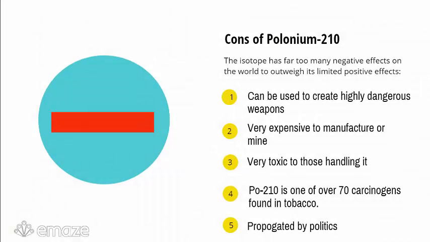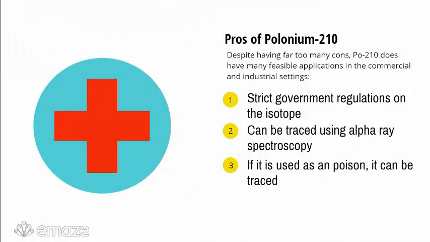The isotope has far too many negative effects on the world to outweigh its limited positive effects. It can be used to create highly dangerous weapons. As well, it is very expensive to manufacture in nuclear reactors or mine from the earth. It is very toxic to those handling it. As well, use and extraction of polonium is propagated by politics.